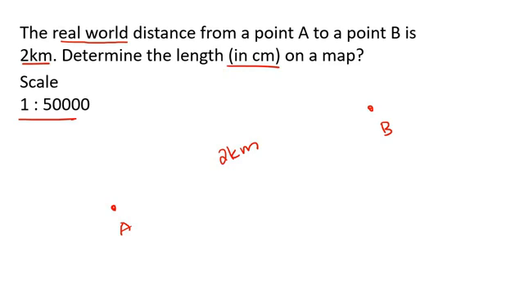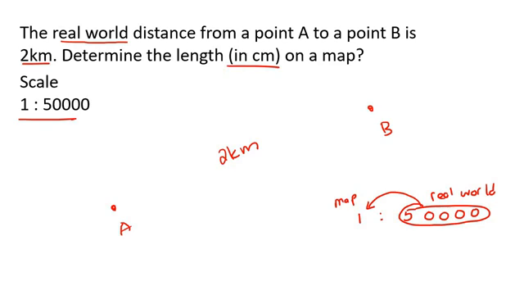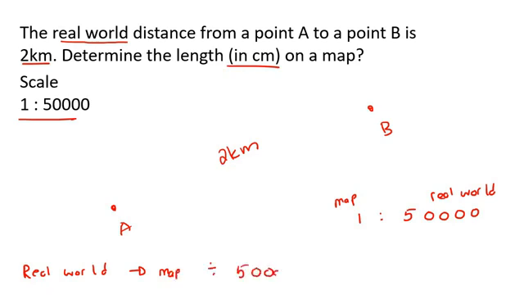They've told us the scale, so the scale is 1 to 50,000. This is always the map and this is always the real world. So all I want you to think about is, to go from the real world back to the map, what do you have to do? You have to divide by 50,000, because if you divide this by 50,000, it will become a 1. So to go from the real world to the map, you divide by 50,000.